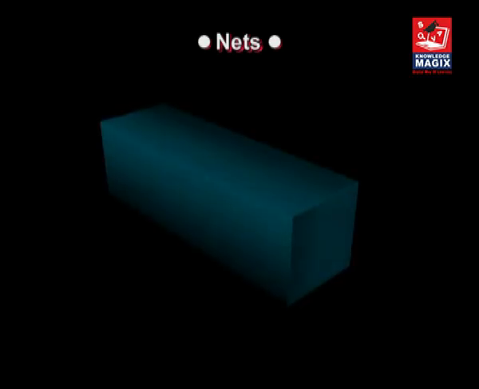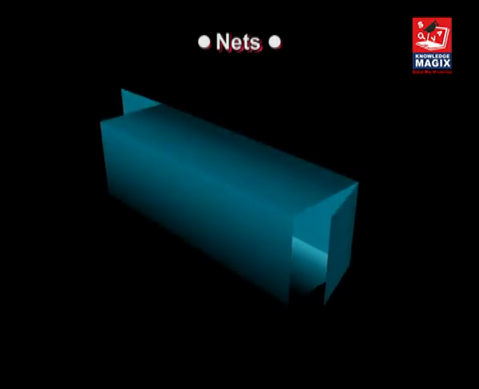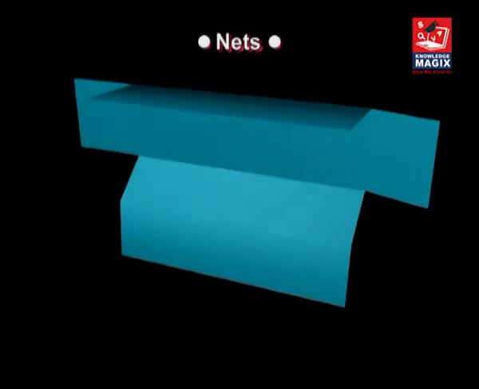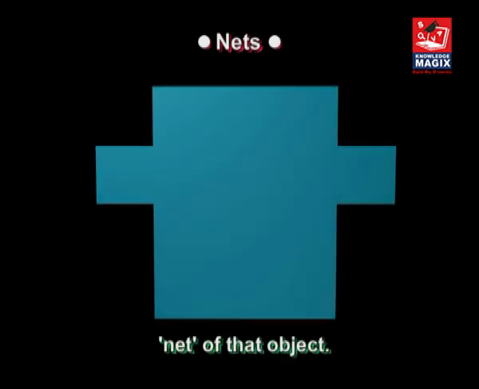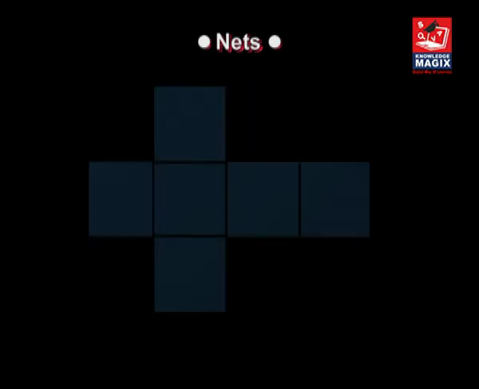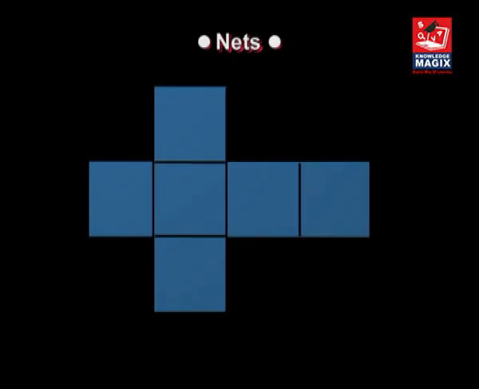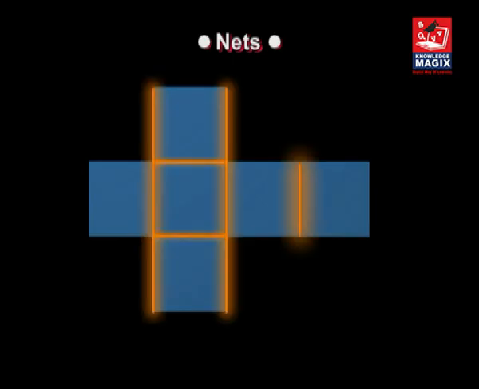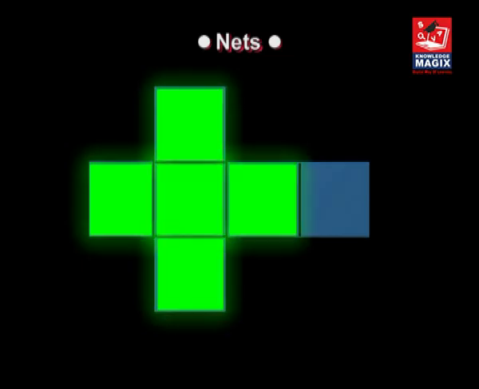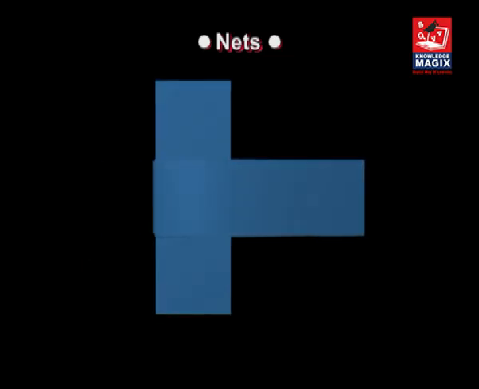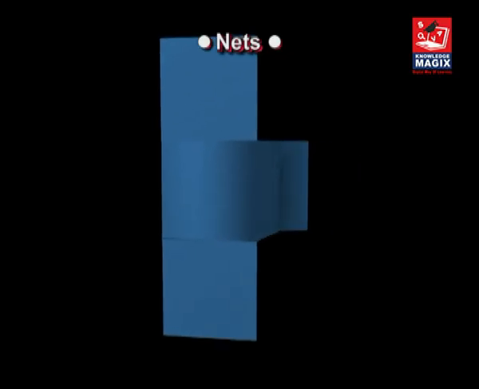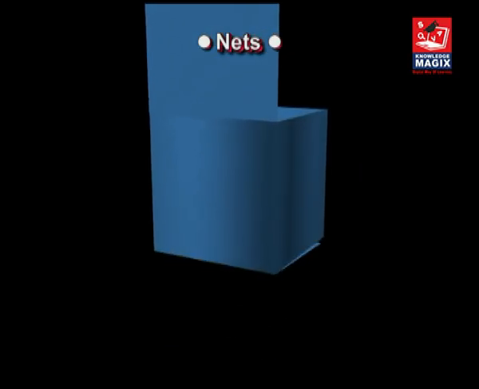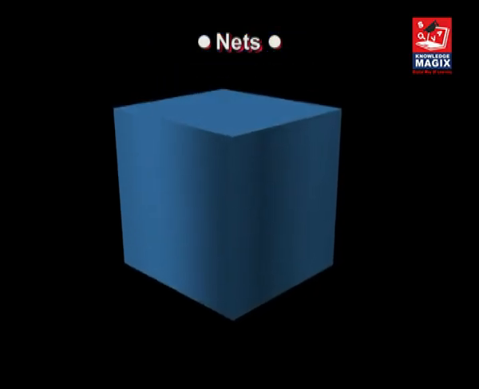Now we'll see about nets. The two-dimensional shape from which a three-dimensional object can be made by folding is called the net of that object. Here, the cardboard is folded along the lines shown in it. We get a three-dimensional object, that is a box. In this shape, all surfaces are square. An object of this shape is called a cube.